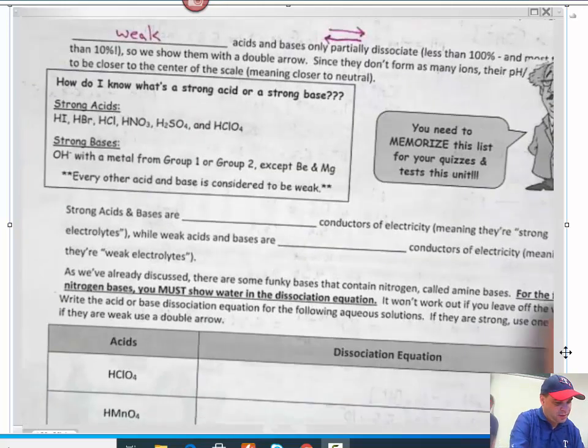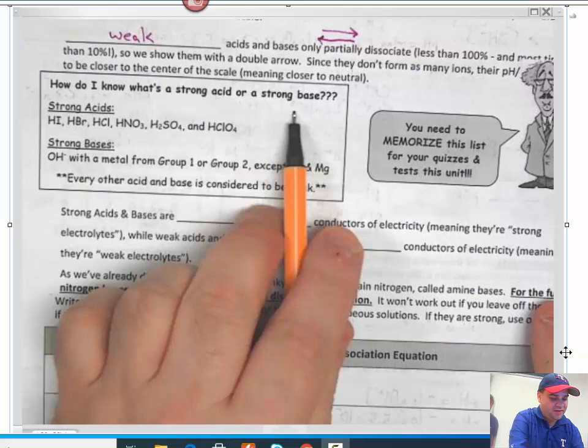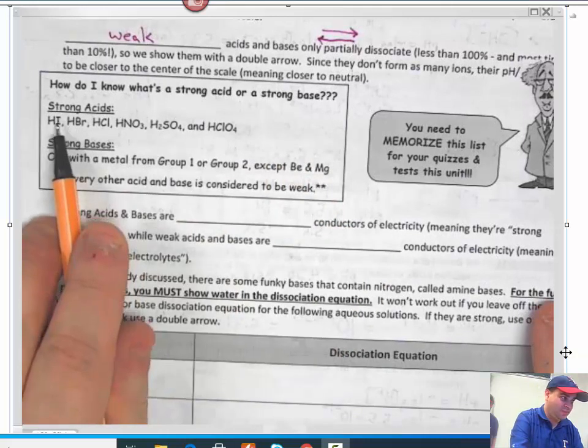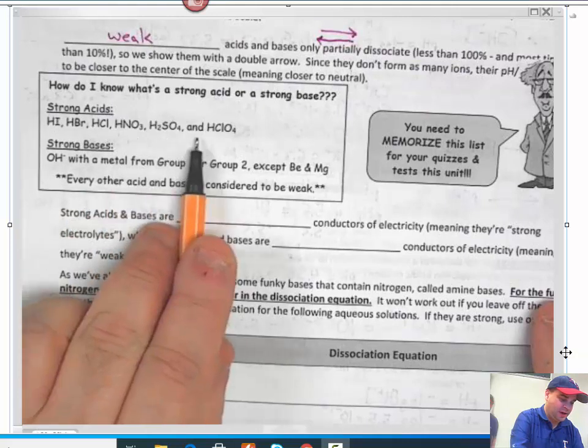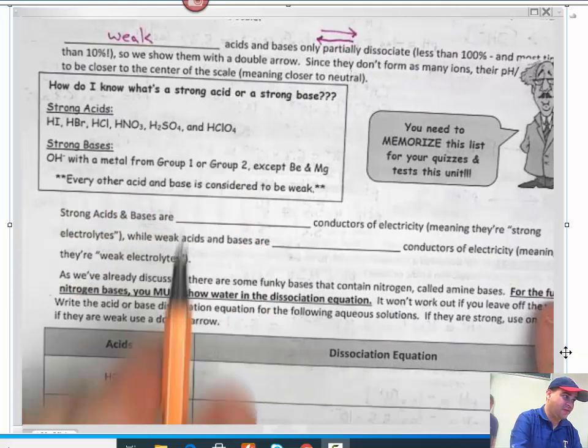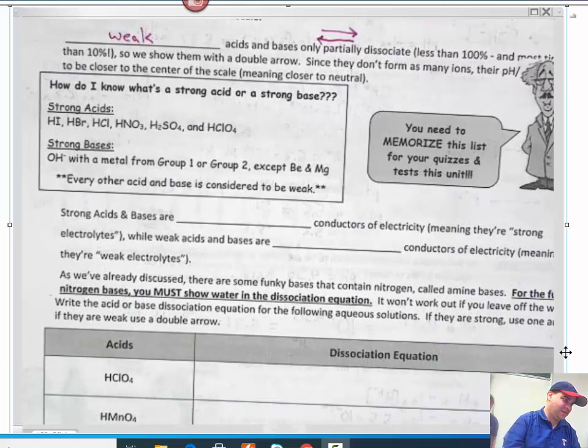Okay. How do you know if something's a strong acid or strong base? You have the strong acid list. HI, HBr, HCl, HNO3, H2SO4, and HClO4. Those are the 6 strong acids. Okay.